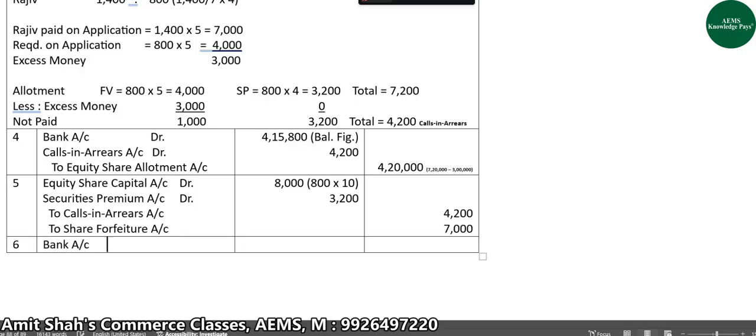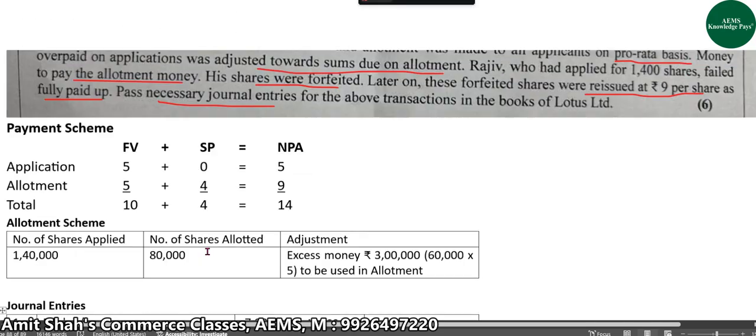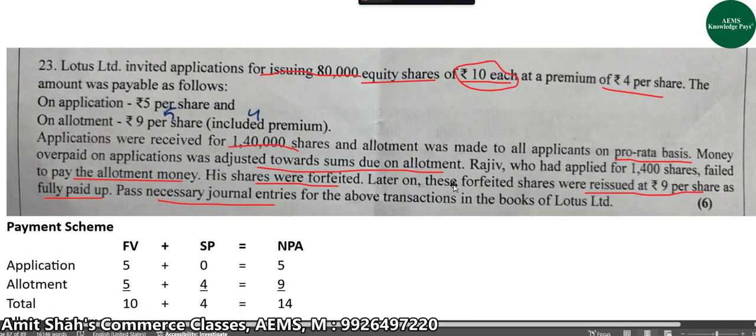Now, after this, we reissued all the shares of Rajiv at rupees 9 per share. Means rupees 9 we have collected by reissuing shares. But how have we reissued them? As fully paid up. Means we have given certificate of rupees 10 per share only. Fully paid up means the total face value.